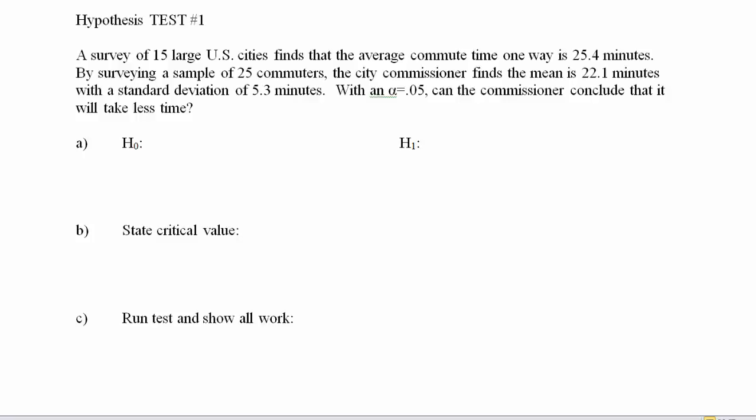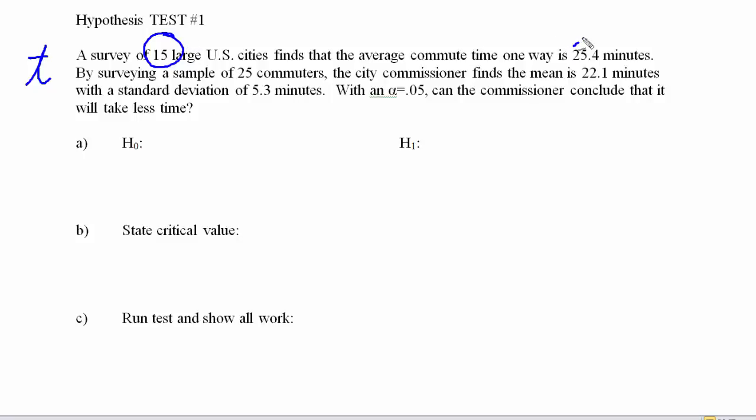We're going to do a hypothesis test, and this one is going to deal with a small sample size because it says right from the very start, a survey of 15 large U.S. cities finds that the average commute time one way is 25.4 minutes. So this small sample size of under 30 pieces of data is going to tell us we're going to probably use the t-test, or a t-chart, because we have less than 30 pieces of data.